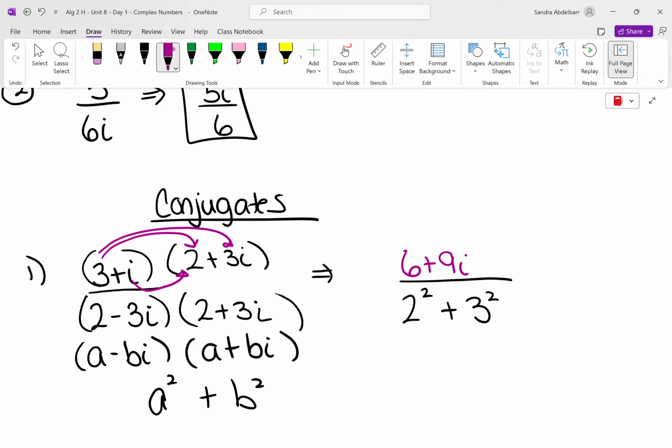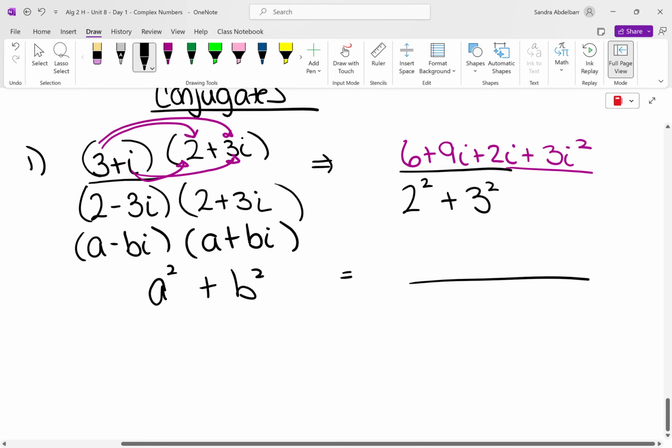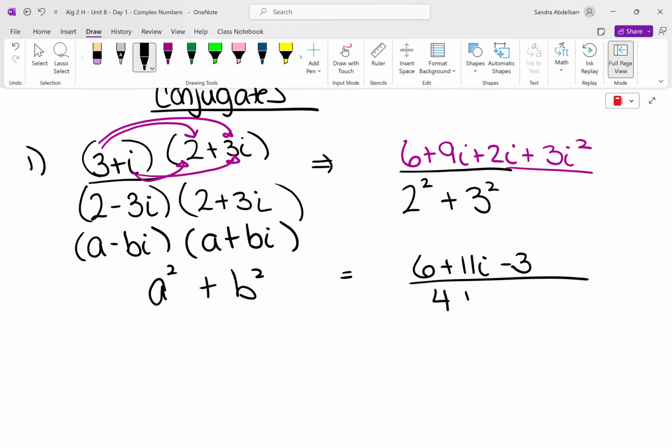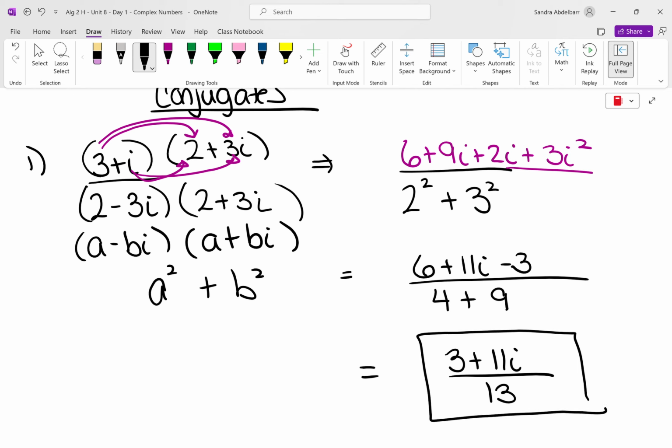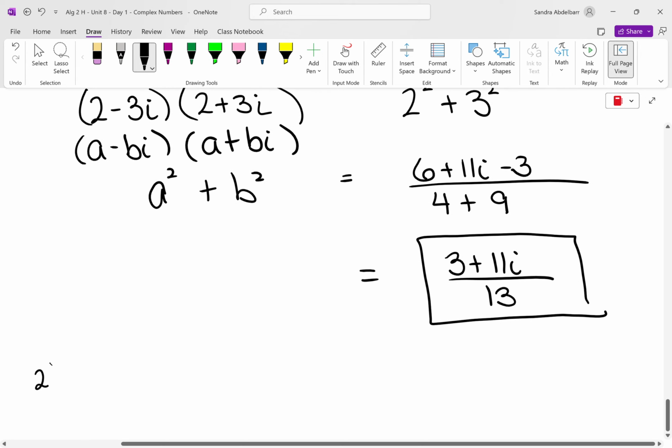3 times 2 is 6. 3 times 3i is 9i. i times 2 is 2i. i times 3i is 3i squared. Let's simplify this. We are now 6 plus 11i minus 3 over 4 plus 9. Let's keep going. We are 3 plus 11i over 13. No more simplifying can be done, so we stop there. All right, you guys try this one.